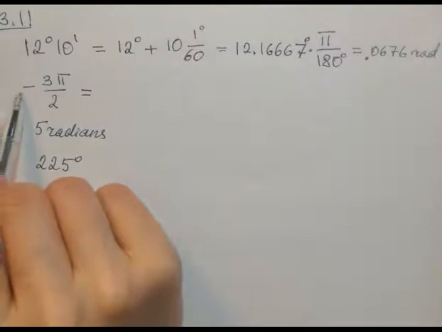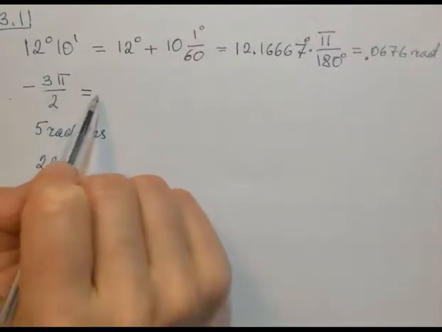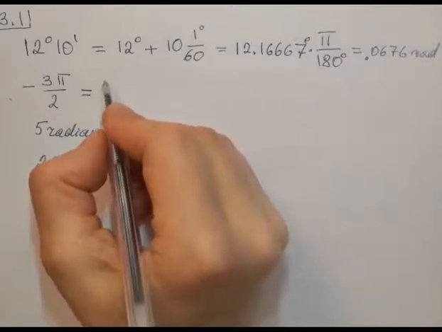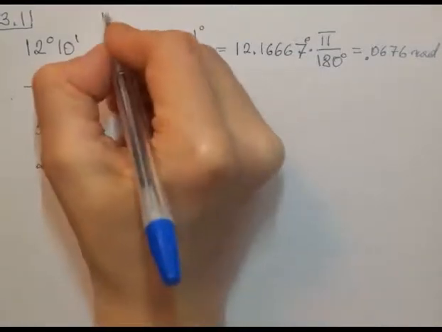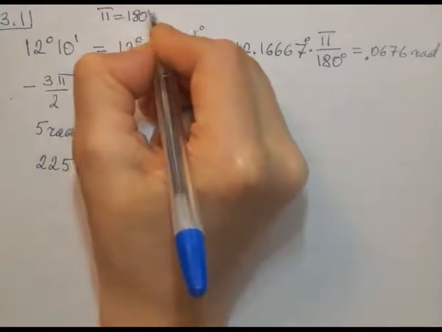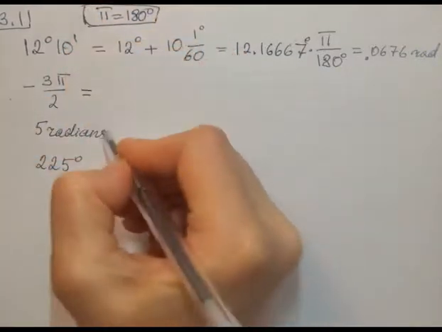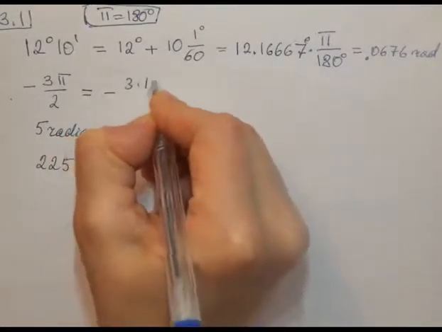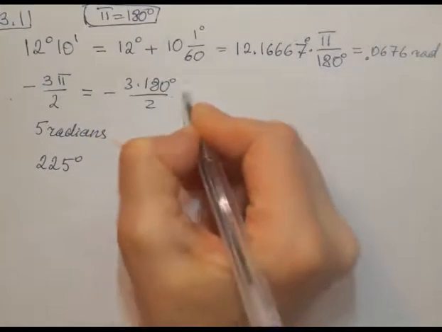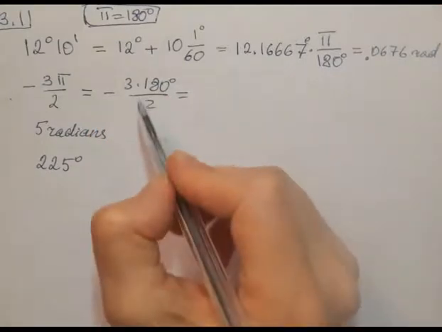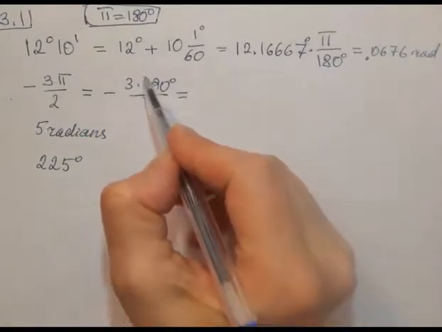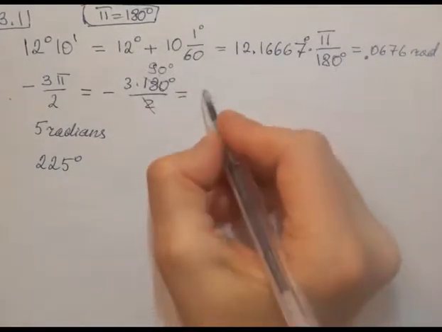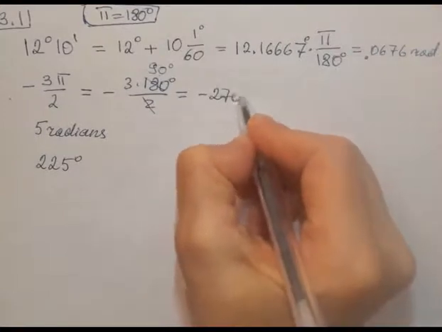When we want to convert a number containing pi in radians, we just replace pi with 180. We want to convert negative 3 pi over 2 into degrees. Pi is equal to 180 degrees, so we just replace pi with 180. Negative 3 times 180 degrees over 2, and simplify the fraction. We can divide numerator and denominator by 2, get 90, and 90 times 3 is 270, so negative 270 degrees.